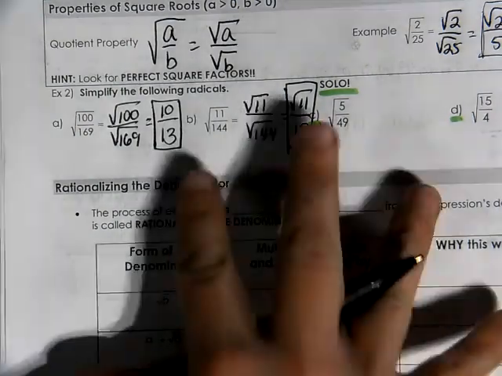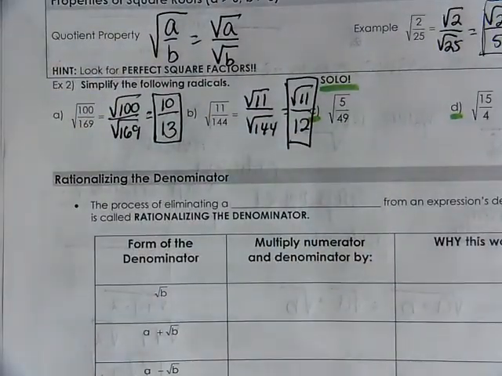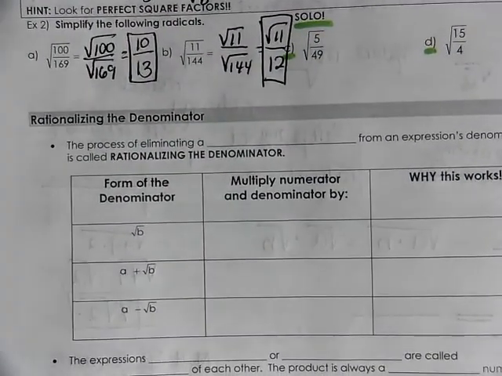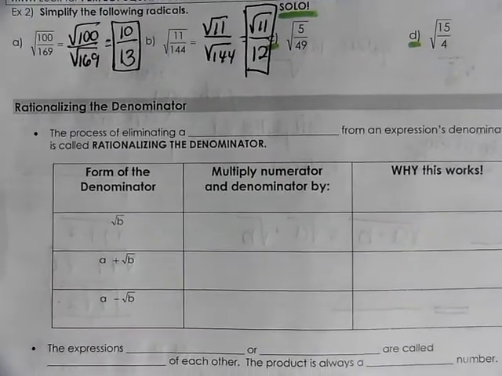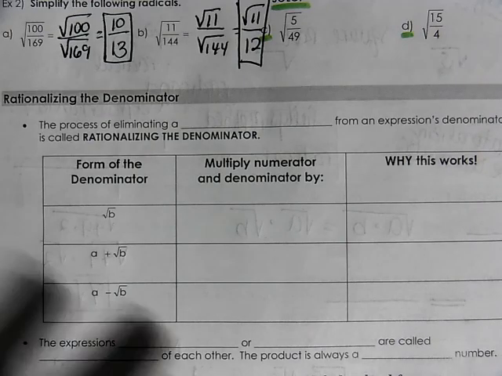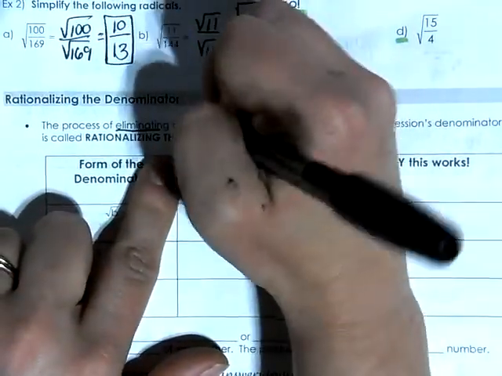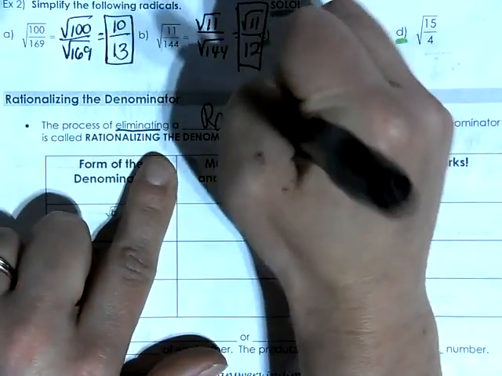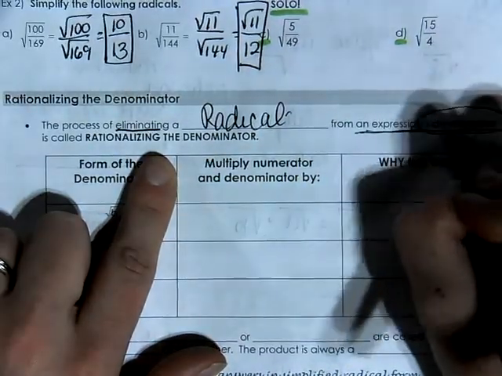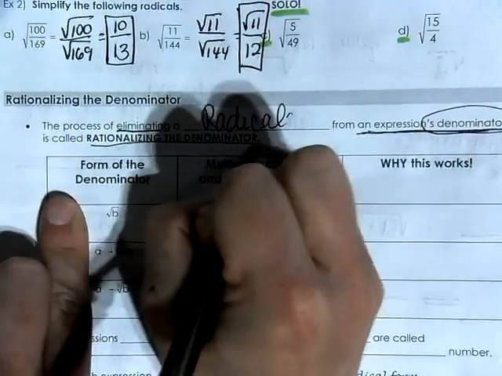What was really nice about these examples is that we were not left with a root or a radical in our denominator. So because we didn't have to deal with that, we didn't have to do a process called rationalizing the denominator. Now, what happens if you still have a radical in that denominator? What are you going to do? Well, we have to do a process called rationalizing. So the process of eliminating a radical from an expression's denominator is called rationalizing the denominator.